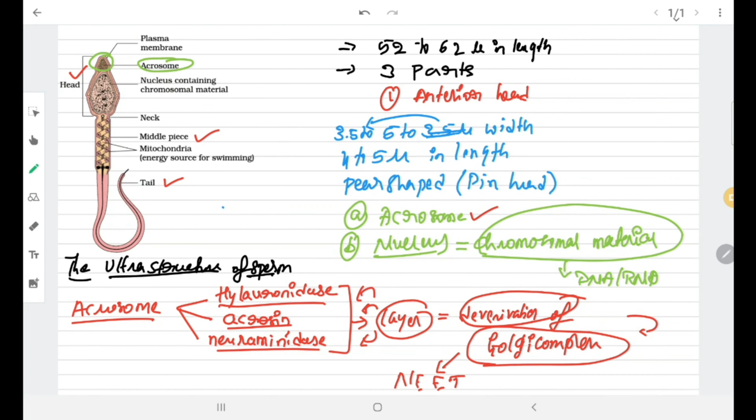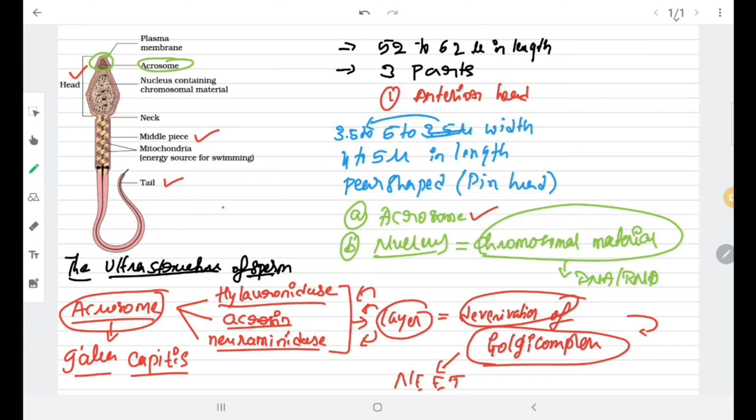Another thing about the acrosome is that it is also known as galea capitis. Okay. Now we know about the head. But what is the function of this acrosome?